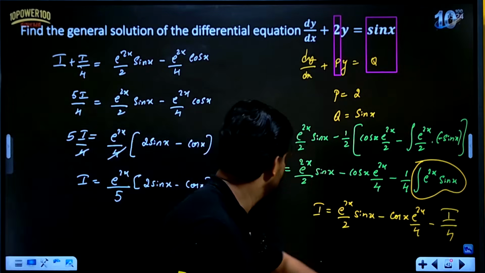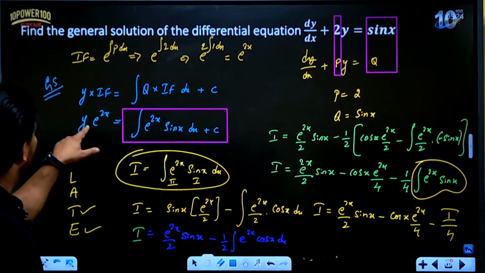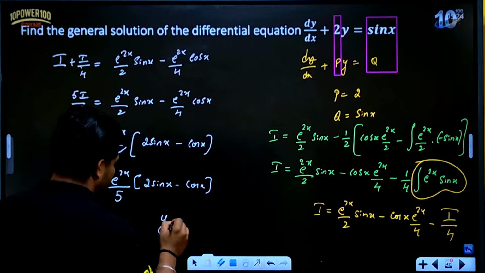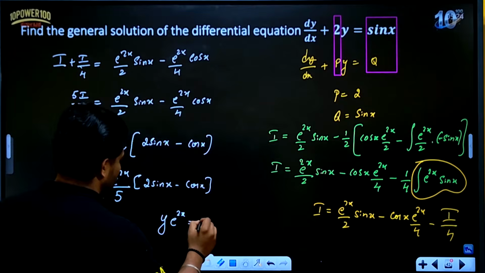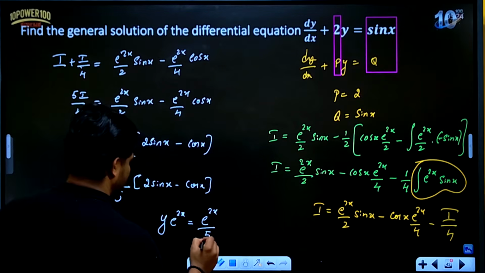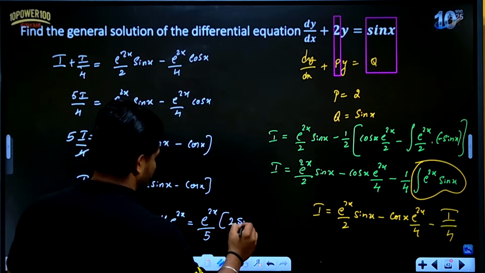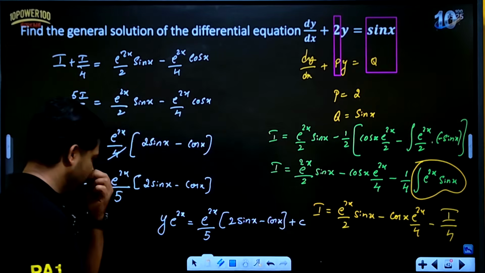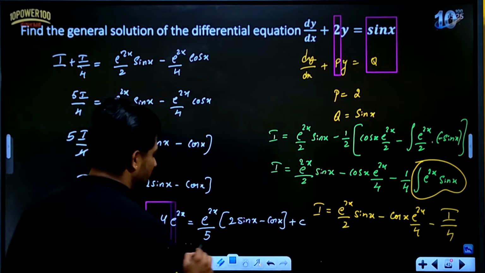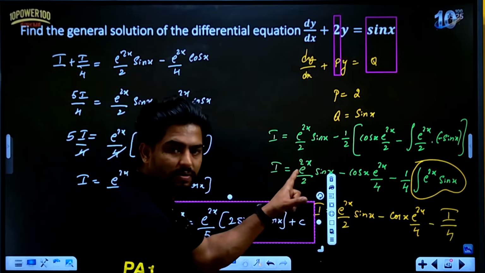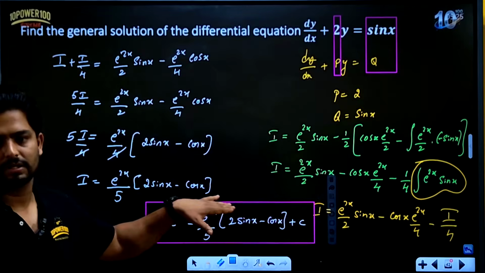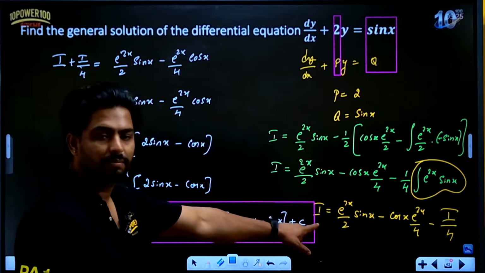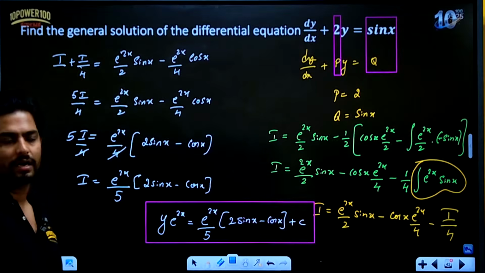But you have to write this one. So now this is actually the general solution, right? y into e to the power 2x. So I'll write the general solution. y into e to the power 2x is equal to e to the power 2x by 5 of 2 sin x minus cos x plus c. If you divide everything by e to the power 2x, then here don't write c with e to the power 2x. It is c to the power minus 2x because we are dividing everything by e to the power 2x. So in the end, c into e to the power minus 2x comes. This much is enough, you will get full marks, 5 out of 5.